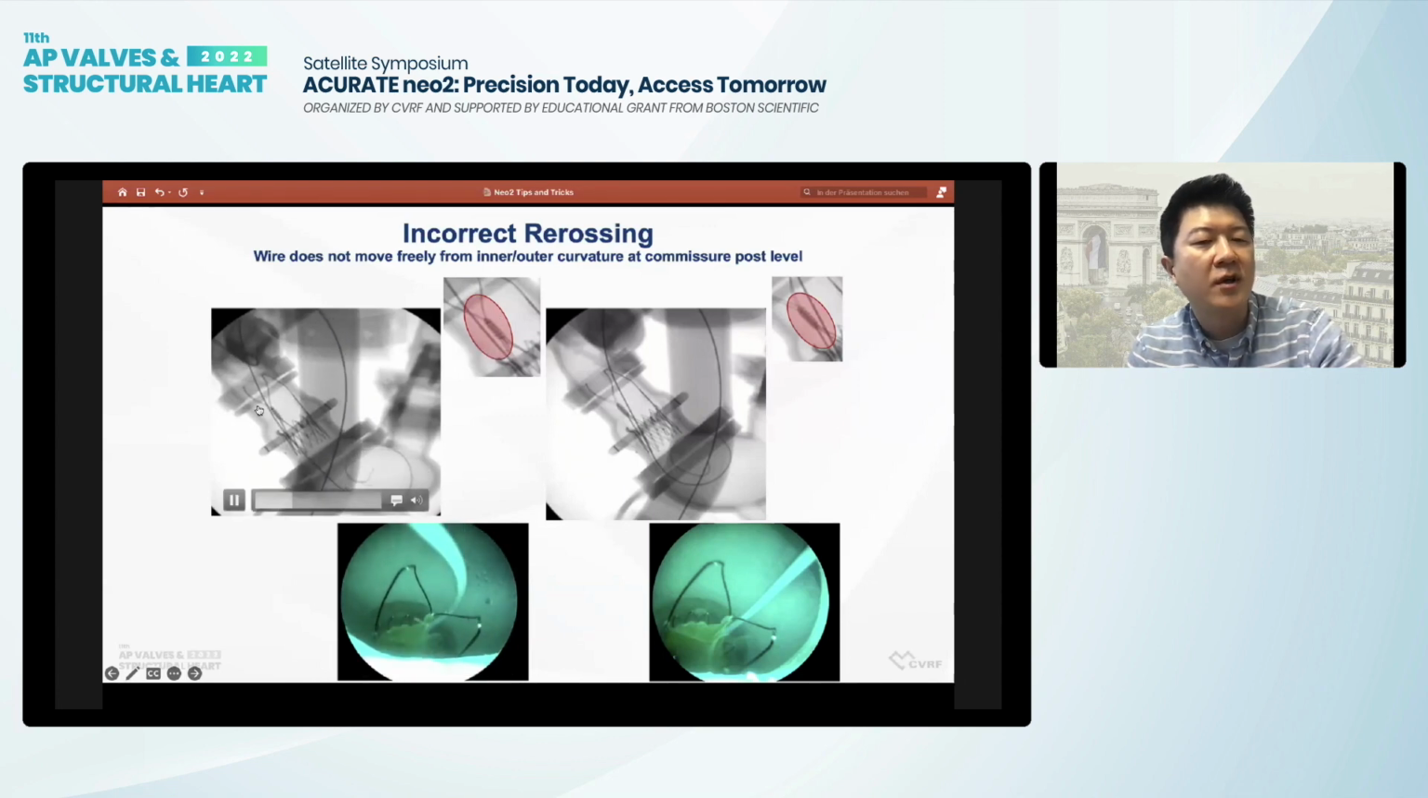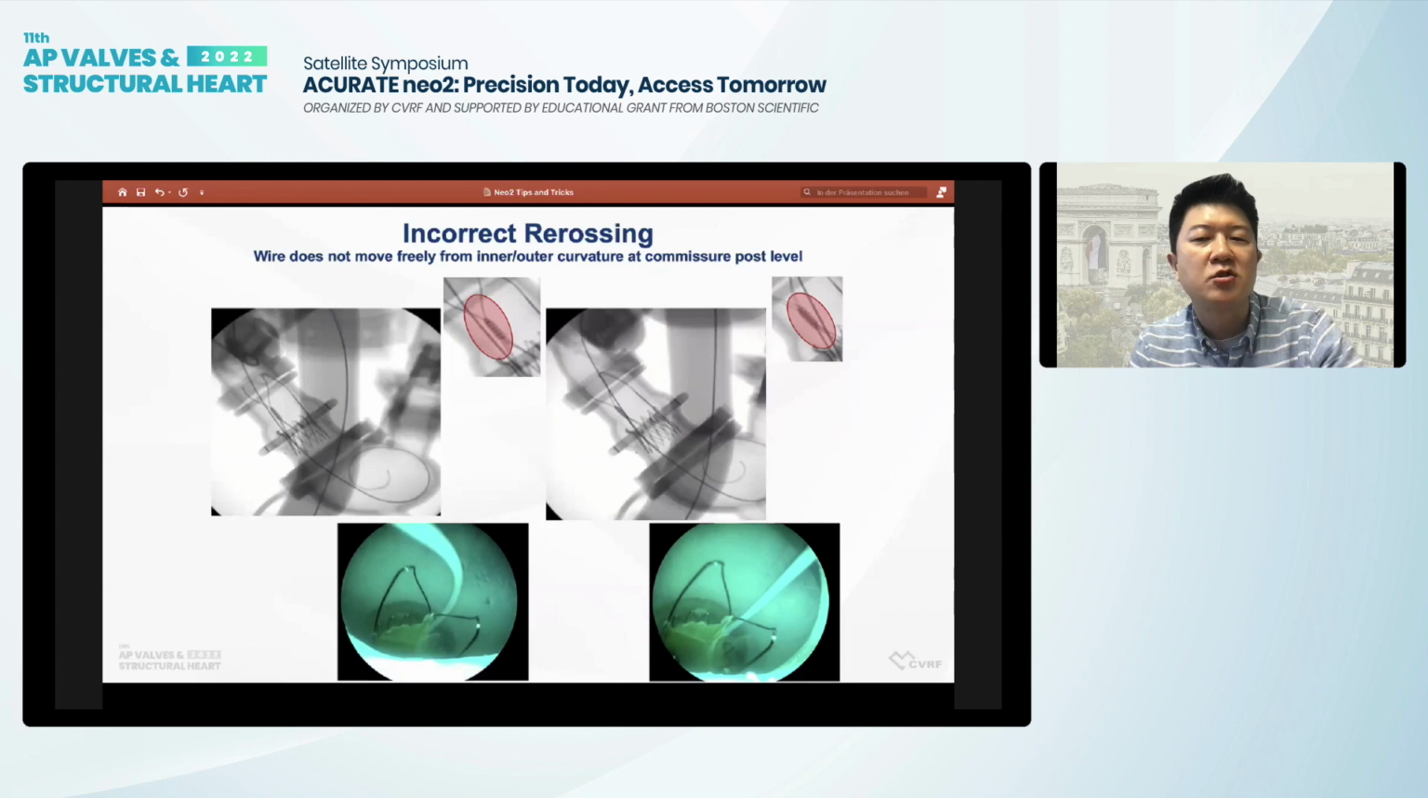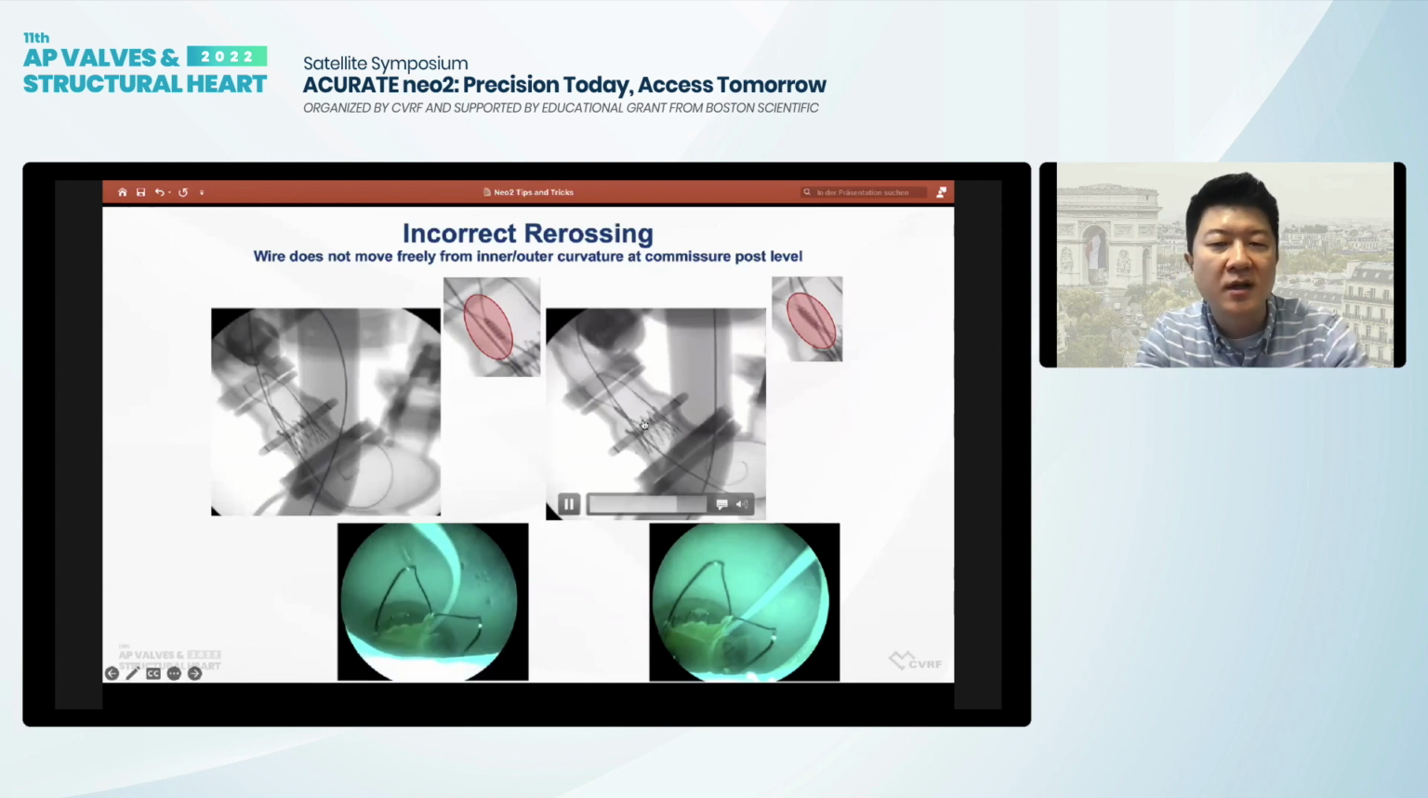If we have incorrect recrossing on the outer curvature, then you can see that the wire will not travel to the right hand side, and this should be checked in the cusp overlap view where the two posts on the left hand side overlap and one post on the right hand side is isolated, and you can see that the wire doesn't travel freely to the other side. This is the other way around if there is incorrect recrossing to the inner curvature, and you can see that the wire is stuck here and will not travel freely to the other side.